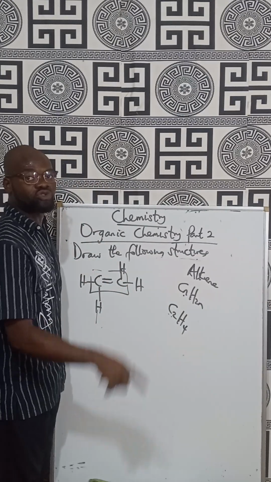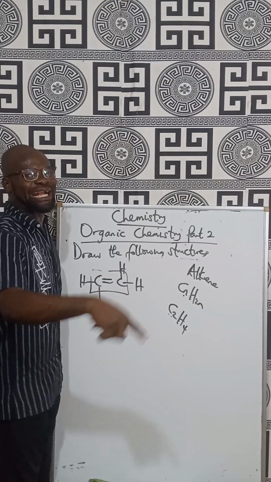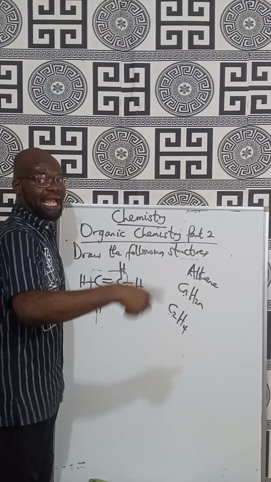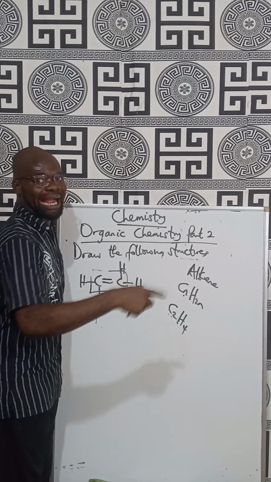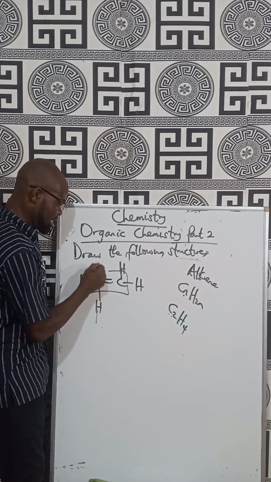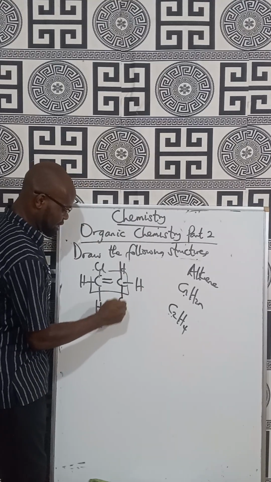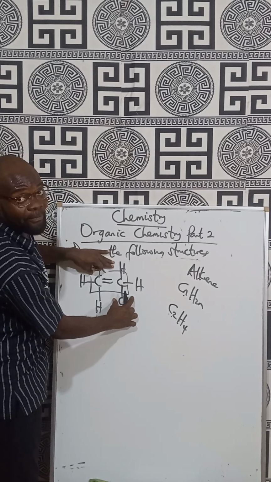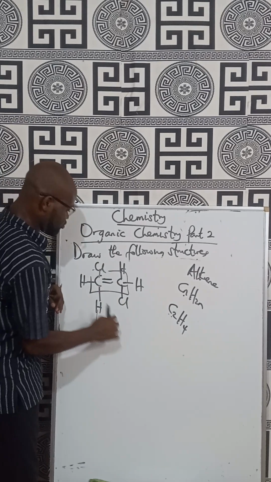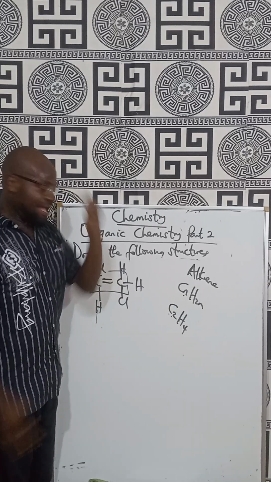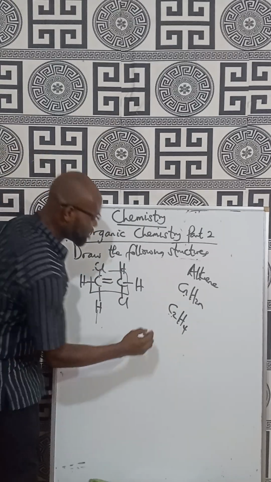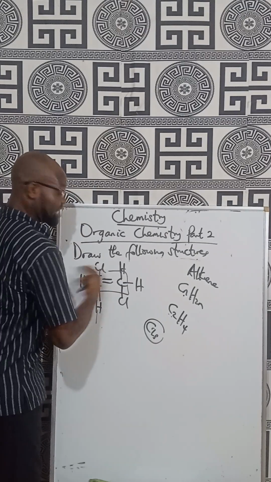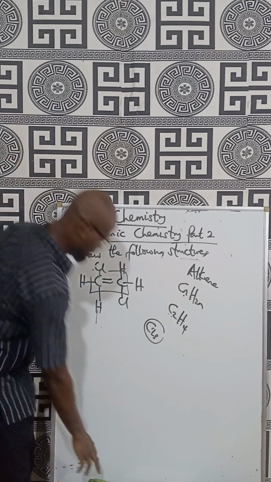Trans-1,2-dichloro. Chloro is chlorine, and di means it comes in 2 places. So 1, 2 means carbon number 1 and carbon number 2. Carbon number 1, put my chloro there; carbon number 2, put my chloro there. So trans means 1 up and 1 down. Then we also have cis. If it's cis, that means the chlorines will be on the same side. You can see, that's the structure. Note that.